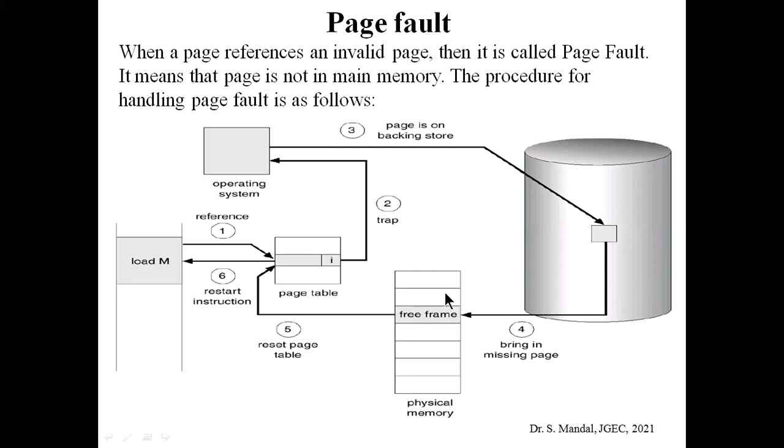This is the secondary location, so your operating system will search for the particular page in the hard disk. Next it will bring the particular page into the main memory. This is step 4. Whenever page number m has been loaded into a free frame in the main memory, we need to update the page table. So we reset the page table, meaning the invalid bit is reset to the valid bit.